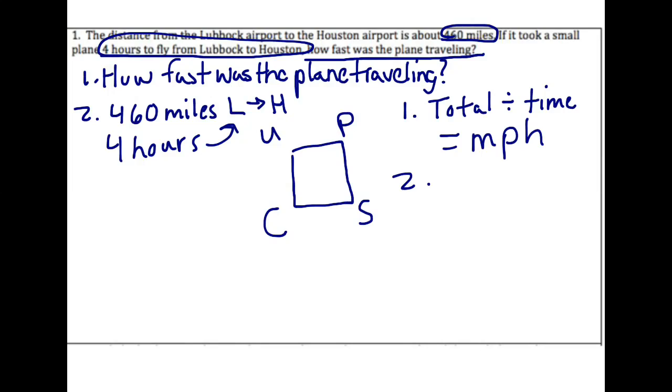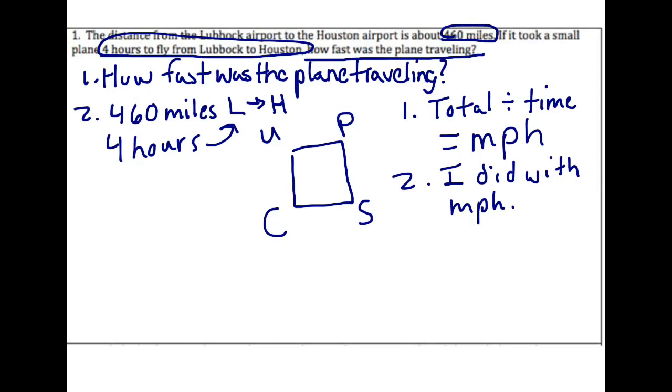Number 2, have you solved any similar problems before? Yeah, I've taken distance and I've divided it by time before. So I'm going to go ahead and put yes, I did with miles per hour. So I've taken the total distance and I've divided it by time before.